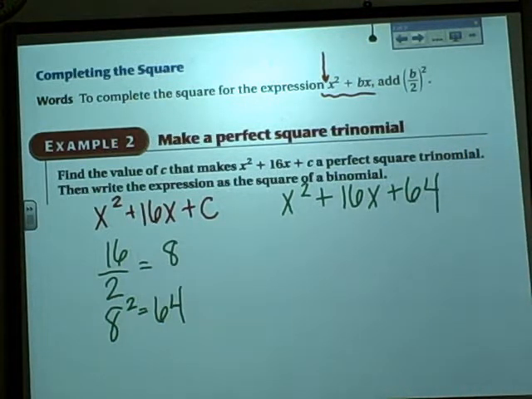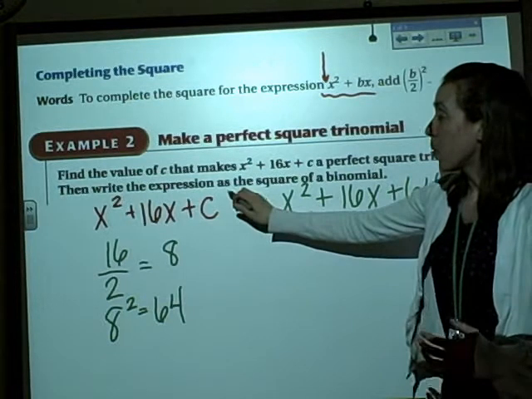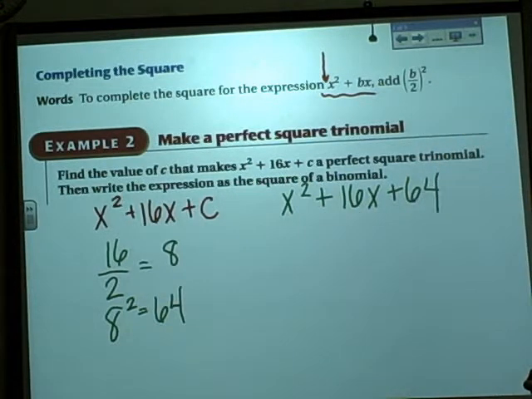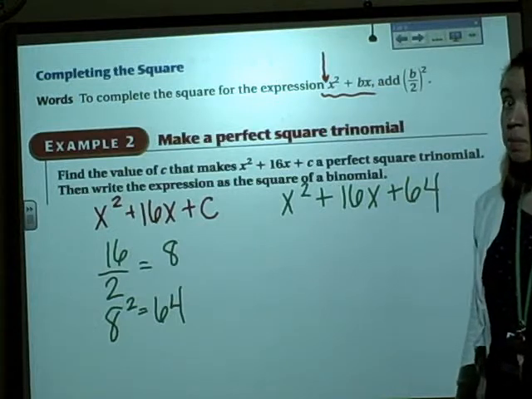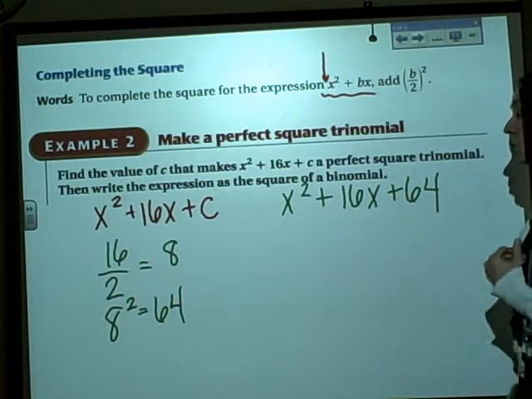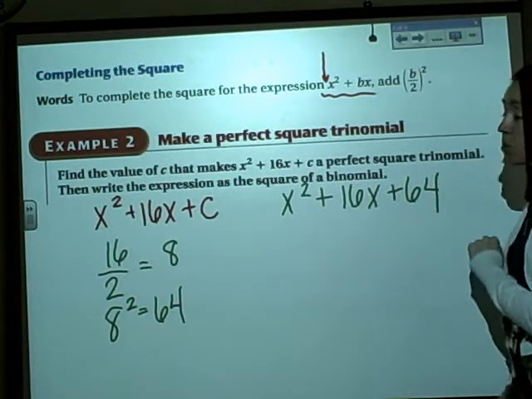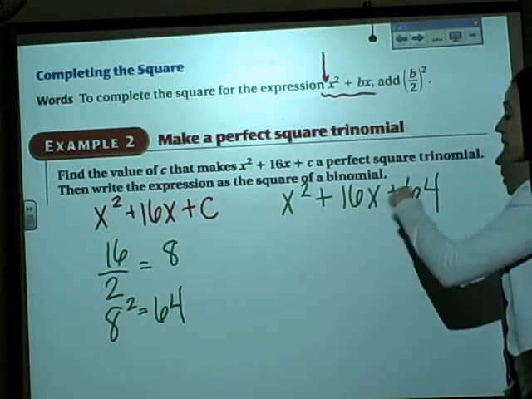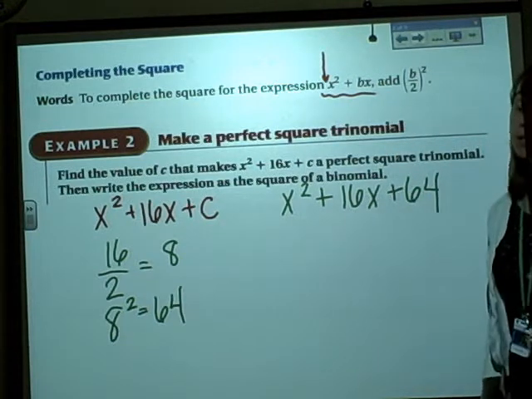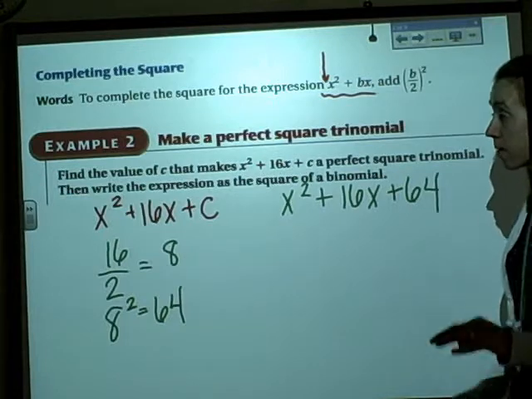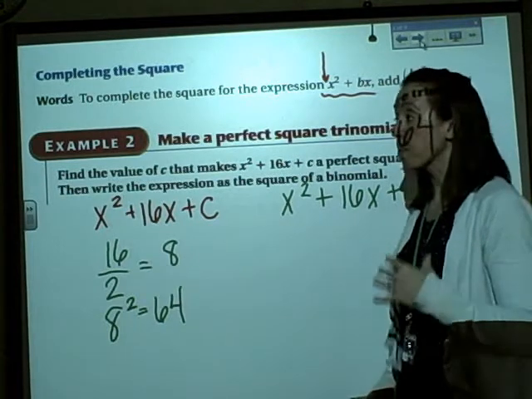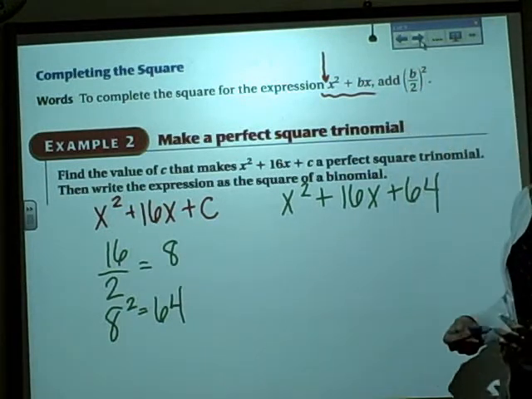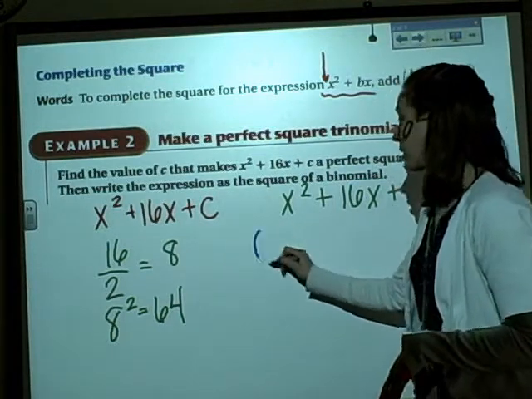Okay? Now we need to factor it because they want an expression as the square of a binomial. Well, I can do the same method as before. I can say what two numbers will multiply to be 64 and add to be that 16. Always you guys can fall back on that. However, we can also use the perfect square pattern, and it works every time. It's kind of nice this way.